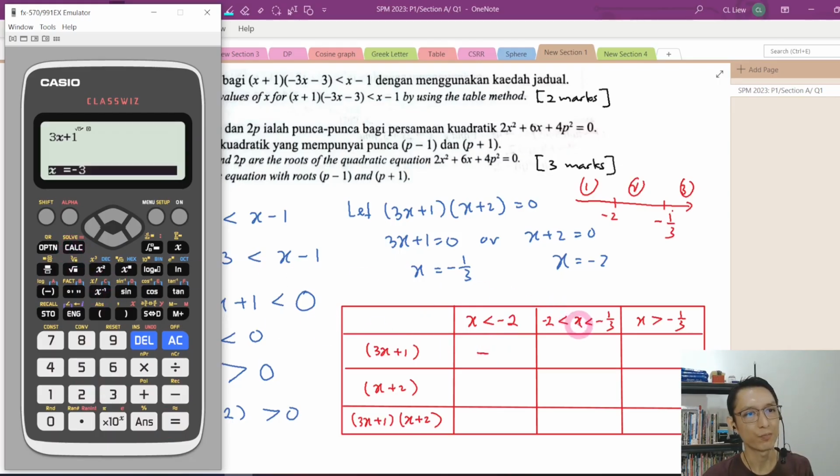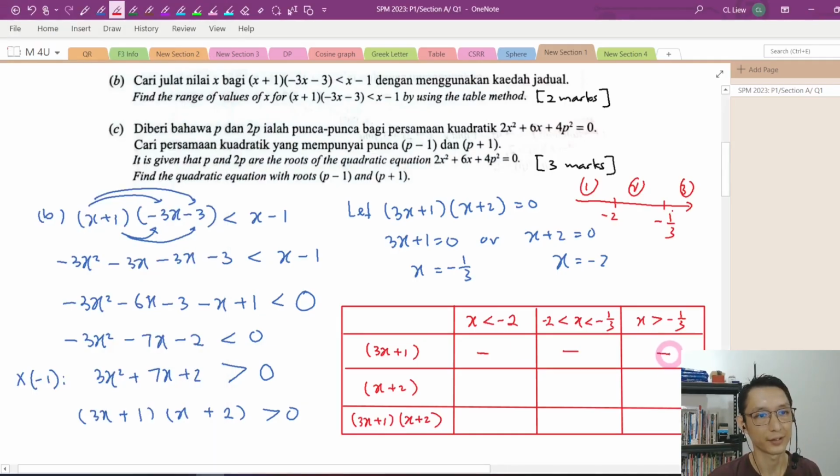Pick a value greater than negative 2 and less than negative 1 over 3. Let's use negative 1. Okay, negative, and then do the same thing for this one. Press calculate, and then pick a value which is greater than negative 1 over 3. Let's use 0. Okay, positive.